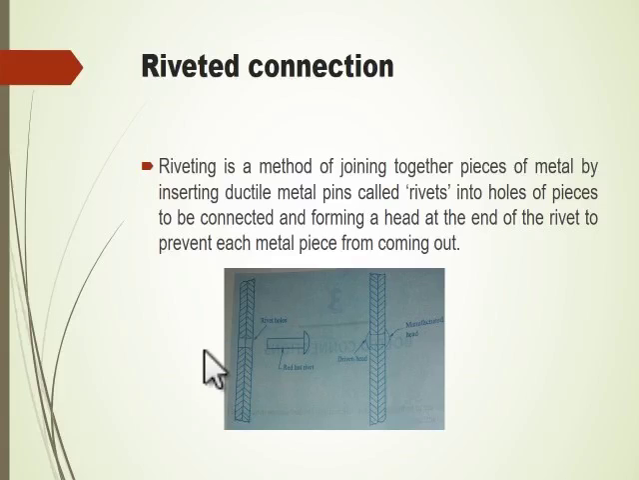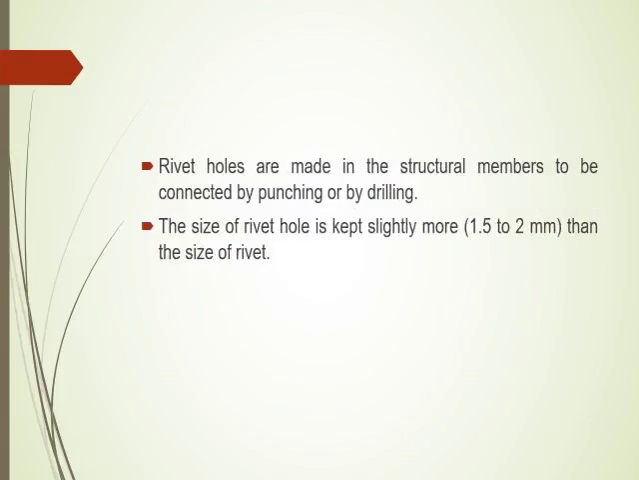so that previously it will have a head on one side. After inserting it, they will make a head on the other side so that the metals will not come out. Our members won't have any rivet holes, so we have to make holes in them, and these rivet holes are made in the structural members by punching or by drilling. The size of the rivet hole is kept slightly more, like 1.5 to 2 mm more than the size of the rivet, so that we can insert our rivet without any problem.